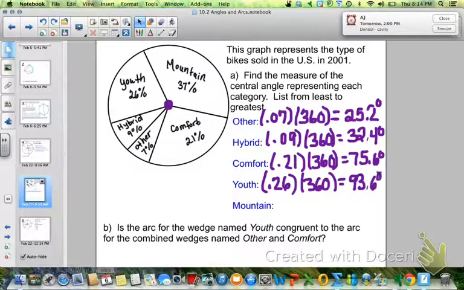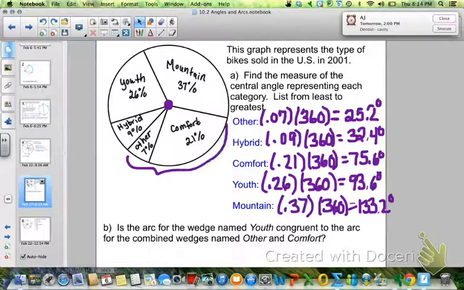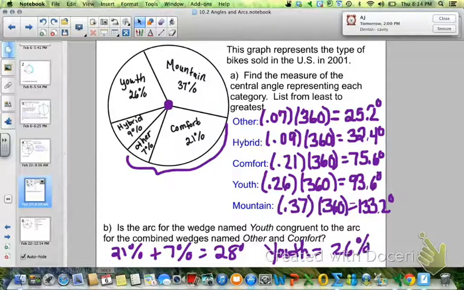And then our last one is mountain. So we have 0.37 times 360. That gives us 133.2 degrees. Finally, it says, is the arc for the wedge named youth congruent to the arc for the combined wedges named other and comfort? I don't think that one's too hard to figure out. If you add those, 21% plus 7% gives you 28%. Youth is 26%, so those are not equal. My answer is no.